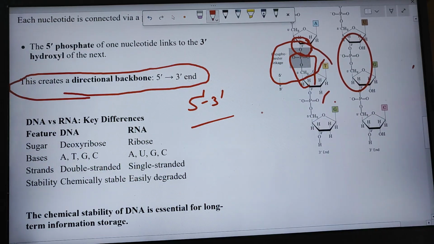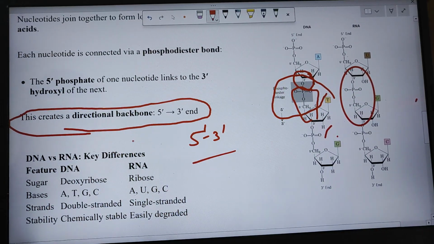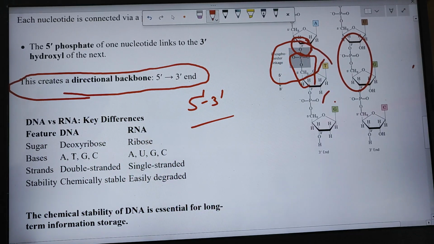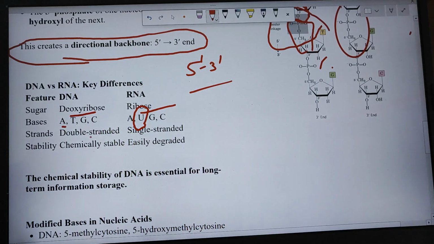So we are concluding today's lecture by remembering these important points: DNA contains deoxyribose, RNA contains ribose sugar, and the bases in DNA are adenine, thymine, guanine and cytosine, whereas in RNA uracil is present instead of thymine. Another important feature is that DNA is usually double-stranded and RNA is usually single-stranded. DNA is chemically stable because of the absence of the OH group at carbon number 2, whereas RNA is less stable because of the presence of the hydroxyl group at carbon number 2, which acts as a nucleophile.